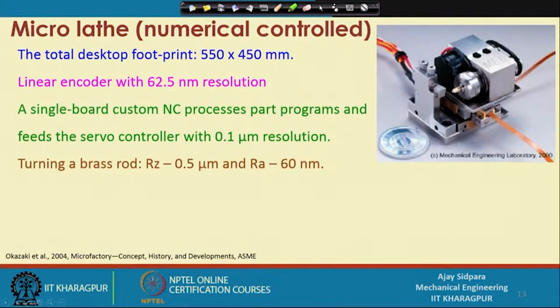And here also the example was brass. They turned the brass, and the Rz was 0.5 micron and Ra was 60 nanometer. So, what are Rz and Ra? Suppose this is the roughness profile.